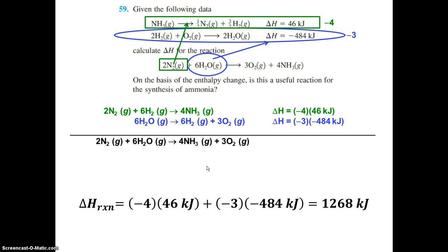So would this be a useful reaction for the synthesis of ammonia? Probably not, unless you are willing to supply very large amounts of heat to make it happen. If that's cost effective, then maybe it is.